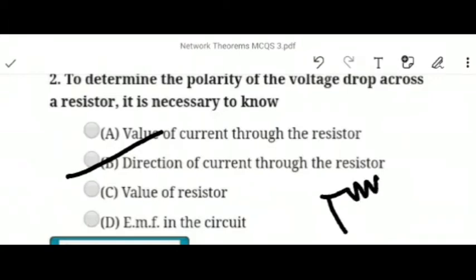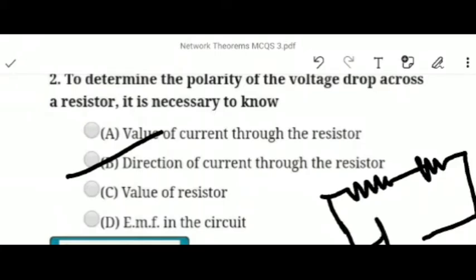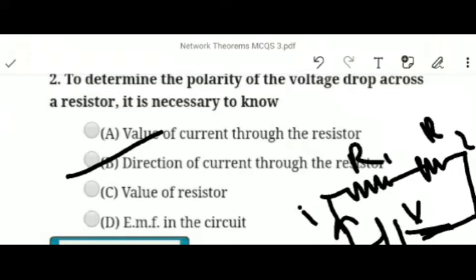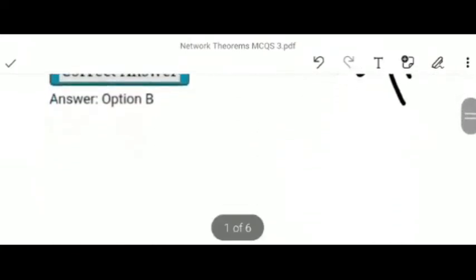Let us consider that this is our circuit, and V is the voltage we are giving, and I is the current flowing through it. This is R1 and this is R2. To determine the polarity, we should know in which direction the current is moving. If it moves in the direction of resistance, then it will be considered as minus. This is positive, this is minus, this is positive. So here option B will be the correct answer.